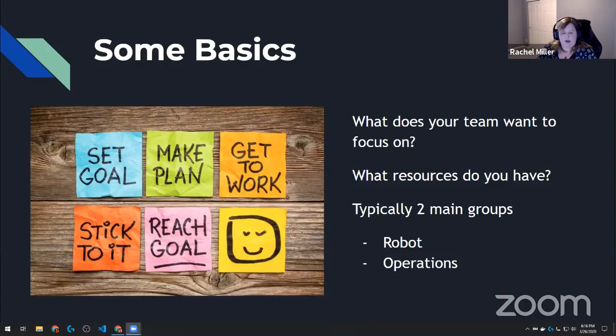You can just think, okay, what are our school resources? What schools are we pulling from? Are we based in a school? Are we more of a community team pulling from several schools? Whatever works, just kind of looking at that. Mentors, what kind of resources do you have for mentors? Do you already have a lot of mentors? Do you need to get some more mentors? What are some companies you could reach out to for mentors and different things like that?